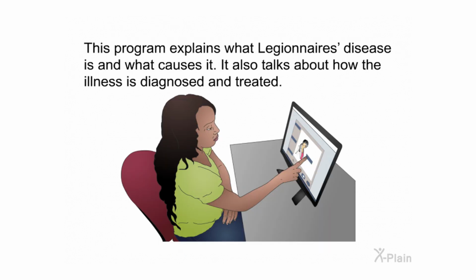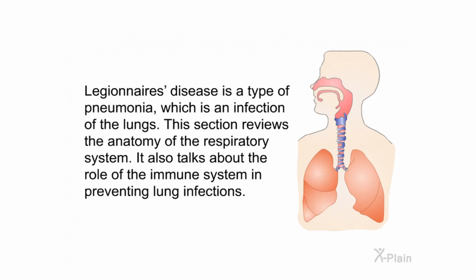This program explains what Legionnaires disease is and what causes it. It also talks about how the illness is diagnosed and treated. The lungs. Legionnaires disease is a type of pneumonia, which is an infection of the lungs. This section reviews the anatomy of the respiratory system. It also talks about the role of the immune system in preventing lung infections.